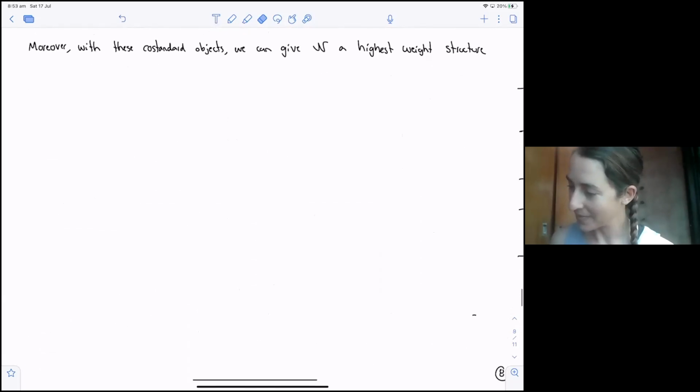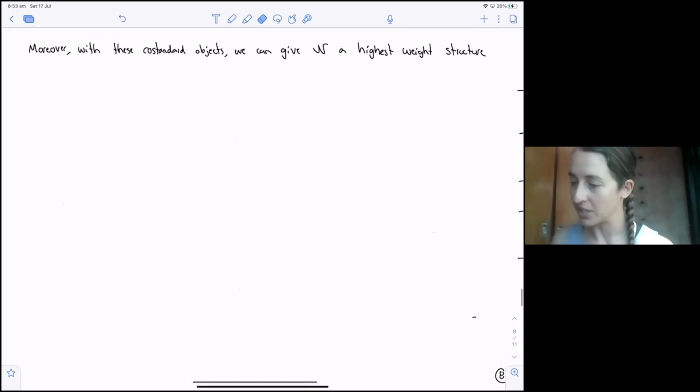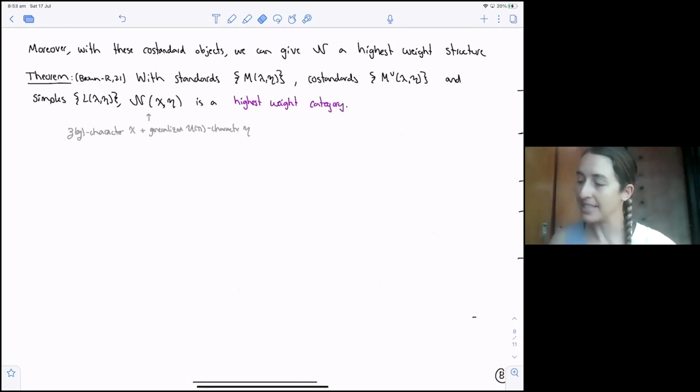And it also answers the middle question, which is now we have a category that has standard, simple, and costandard objects. And so we can show that with respect to these costandard objects, blocks of category M do have the structure of highest weight categories. Something that's slightly subtle here is that all of category N doesn't necessarily, but if I take these blocks where I have a fixed infinitesimal character, so not a generalized infinitesimal character, a legitimate infinitesimal character, and then a generalized N character, these things have the structure of highest weight categories.